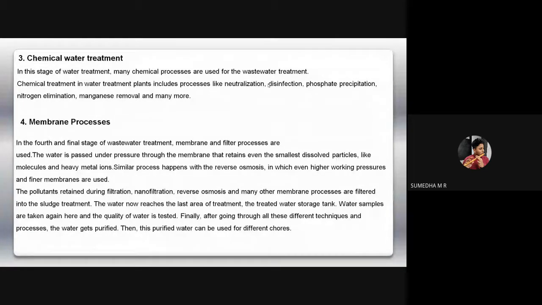The water now reaches the last stage of the treatment. The treated water is stored in a tank. After going through all these different techniques and processes, the water gets purified. Then this purified water can be used for different purposes. Next, Chirag will explain.